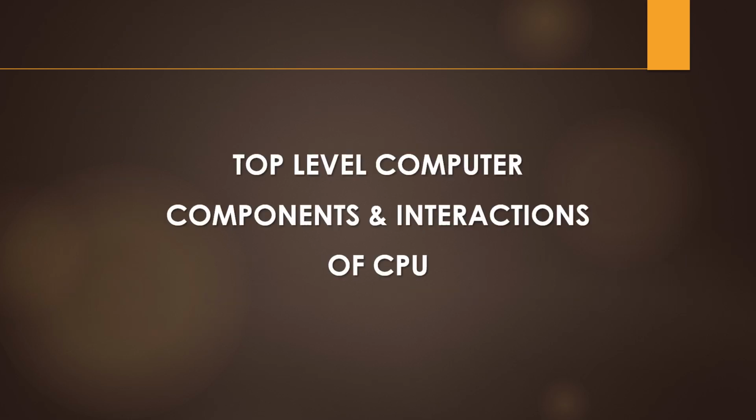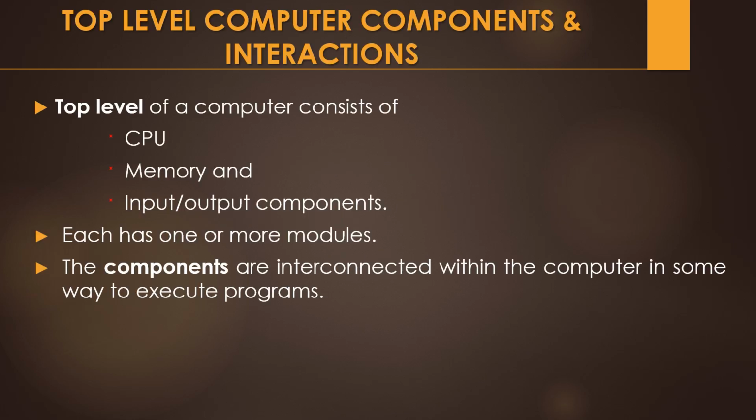The next topic, top level computer components and interactions of the CPU. The top level of a computer consists of the CPU, memory, and input and output components. Each component consists of one or more modules, and all these components are interconnected within the computer in some way to execute programs. So, whenever any programs or operations are executed, all these components communicate with one another.